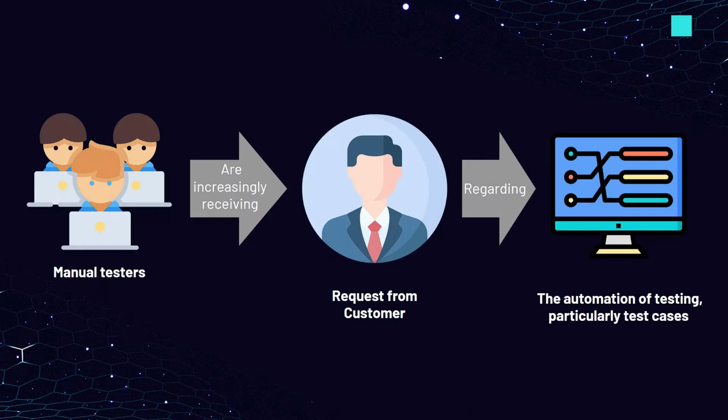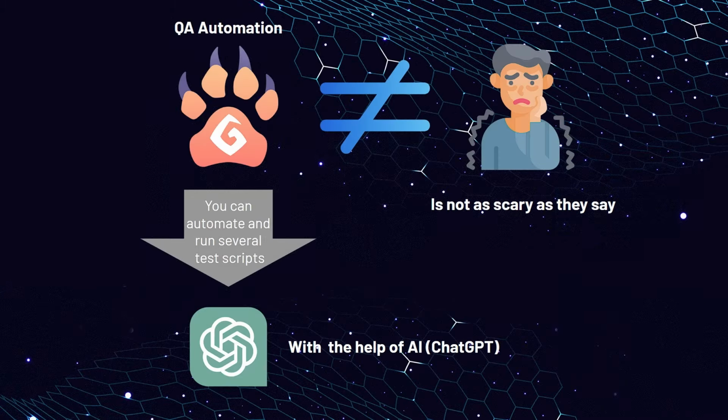In today's world, manual testers are increasingly receiving requests from clients regarding the automation of testing, particularly test cases. Of course, to become a QA automation engineer, you need to start your QA career from scratch and gain deep knowledge in this area. However, QA automation is not as scary as they say, and we will demonstrate how you can automate and run several test scripts with the help of AI, ChatGPT, even if you're not an automation QA engineer. Let's get started.